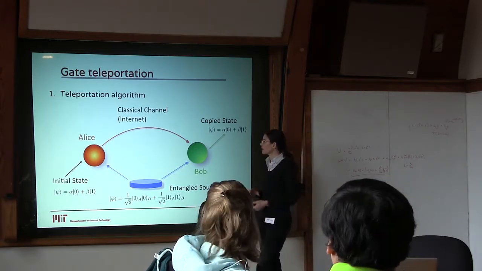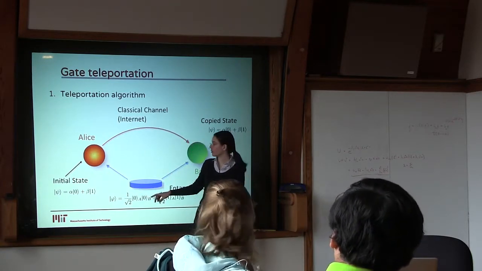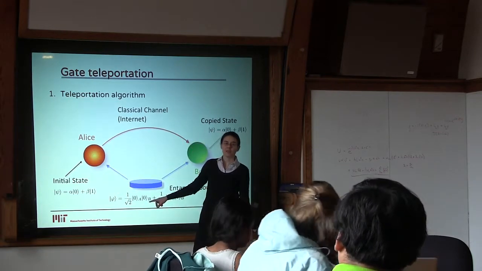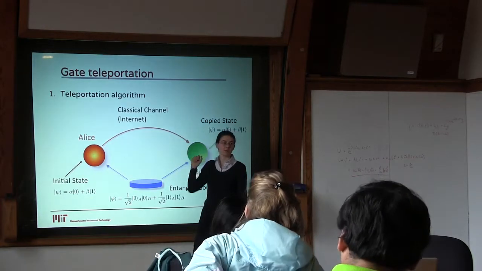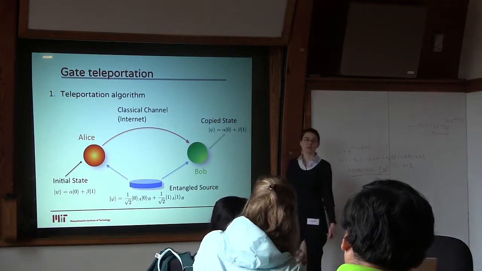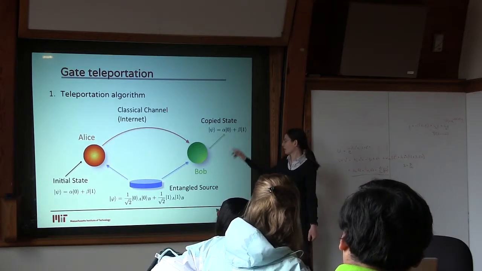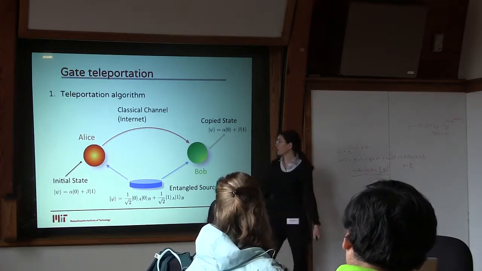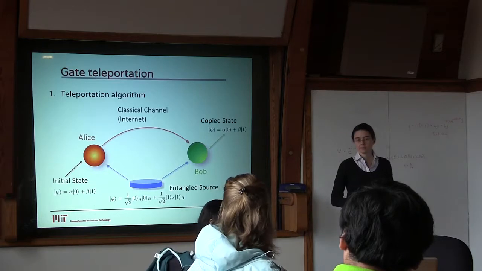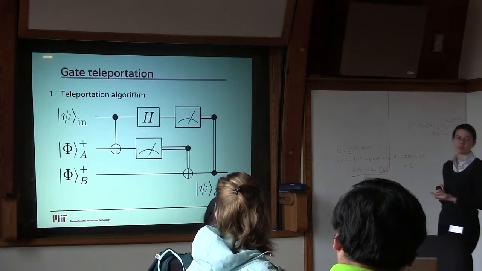And so what is done is that Alice can perform a particular measurement, which is a Bell state measurement between her state and a part of this entangled pair. Then she can transfer the classical information which she obtained about this Bell state measurement to Bob. Bob will then perform some operation, based on the result of Alice's measurement, on his part of the entangled pair, and as a result, he will obtain the state which Alice had at the beginning. So this is the basics of the teleportation algorithm, and you can also write it down in terms of a quantum circuit.